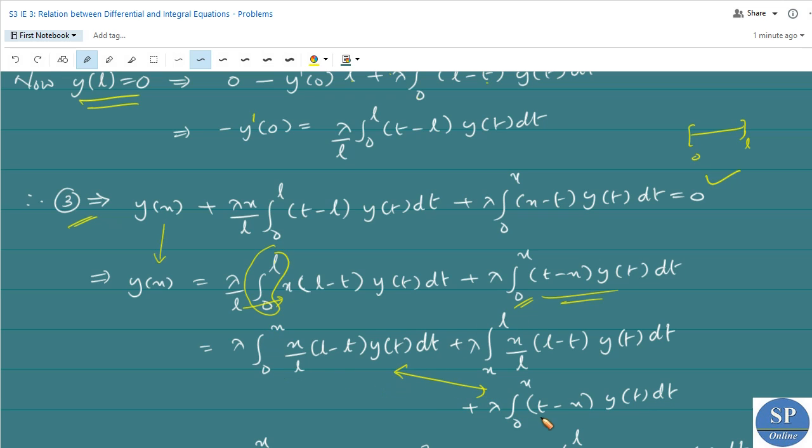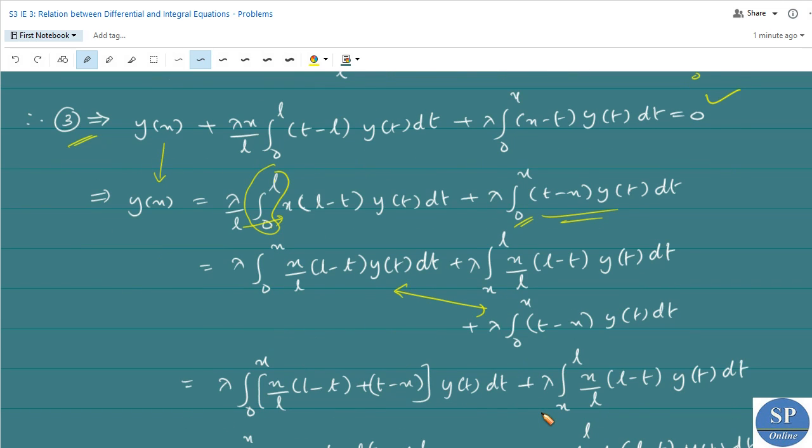Okay, then the integral from 0 to x terms. So this is nothing but lambda into the integral from 0 to x. Taking this outside and adding these two integrals, we'll get x minus x by L into L minus t plus t minus x into y of t dt, taking y of t outside from these two integrals. Plus lambda into the integral from x to L of x by L into L minus t y of t dt.